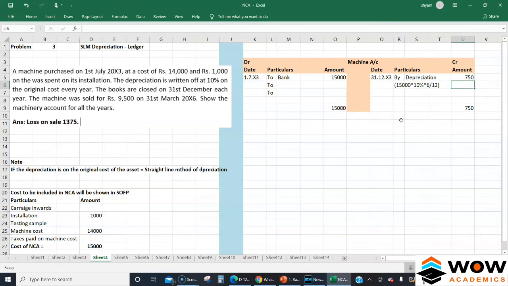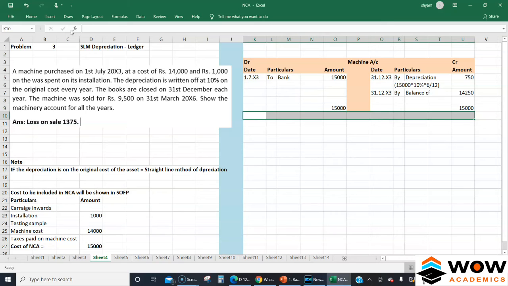So that's about the first entry. Thereafter we have to balance the books. To balance the books, it will be the same date, by balance carried forward, carried down or carried forward. That value comes to 14,250. So we have tallied. This number will get repeated again in the next year. So we could put a color here.